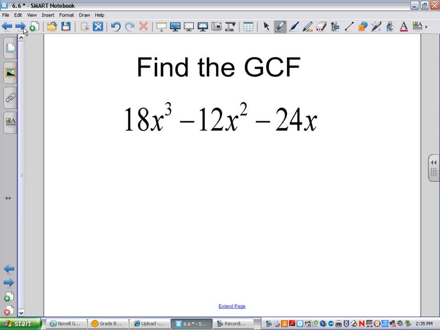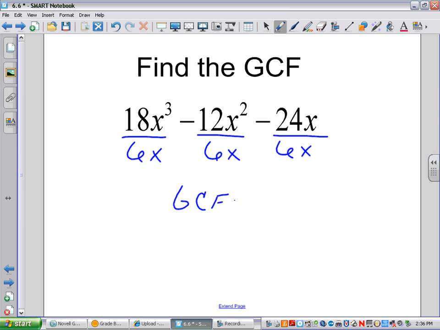Take a look at this next one. What can I divide into all three of those? 18, 12, and 24. Don't tell me 2, because 2 is not big enough. It's going to be a 6. The number's going to be 6. I want the biggest number. Now 2, of course, is a number that will work, but I want the biggest one. And looking at your exponents again, 3, 2, and 1, I just want the smallest one. So my greatest common factor here is 6x. 6x is my answer.